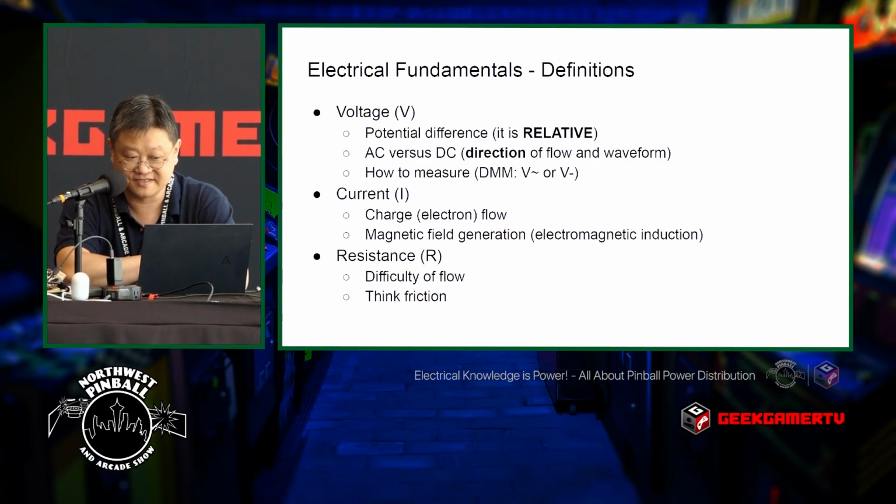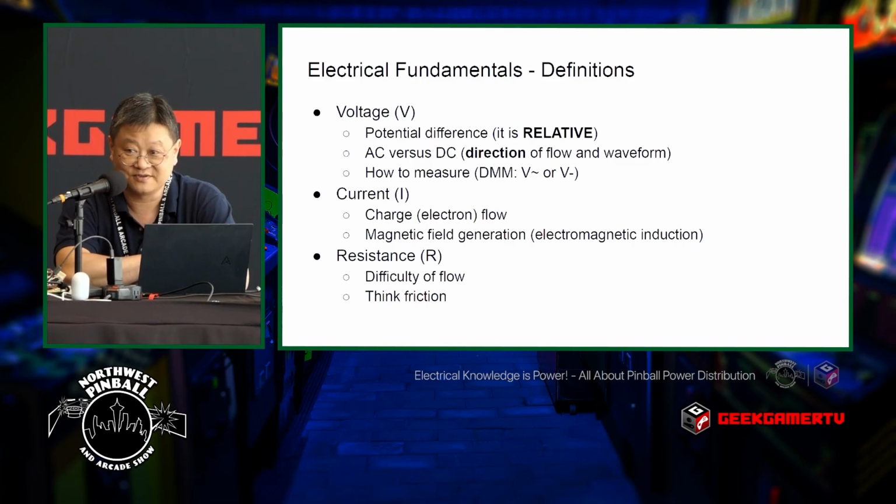AC versus DC, this is the direction of the current flow. Alternating current or direct current. Direct current always flows in one direction, from the high potential to the low potential. Alternating current will flow back and forth between 2 points. The other thing about alternating current, because it flows back and forth, it is a sine wave. Direct current is a line. It is a single point, or single group of points, a line.